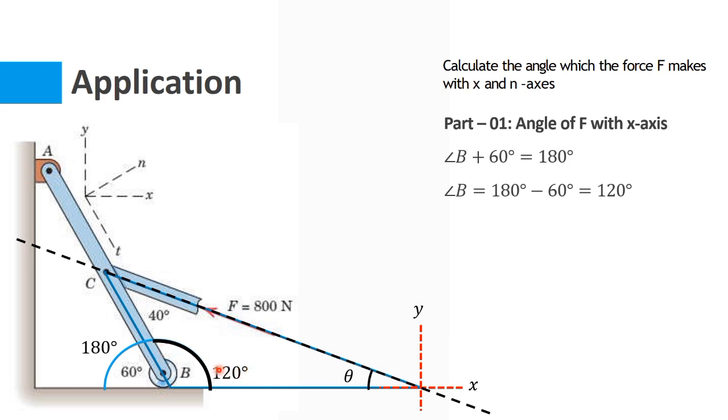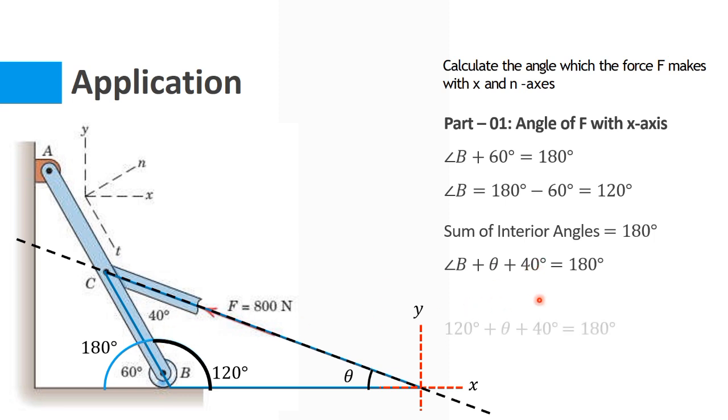Now we have found this 120 degrees, and from the laws of triangles we know that the sum of all the interior angles of a triangle is 180 degrees. So from this equation we can easily find this angle theta, because we know that angle B plus angle theta plus this 40 degrees will be equal to 180 degrees, and from this we find the angle theta, which is 20 degrees.